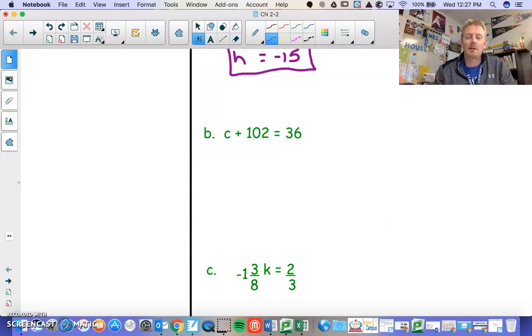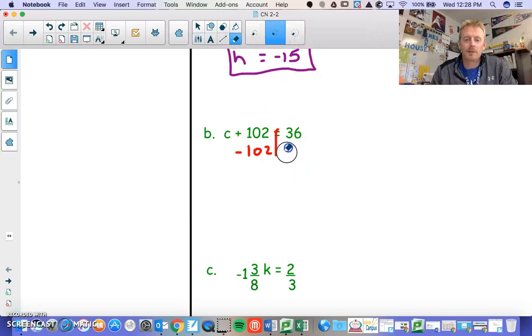All right, here's example letter B. They're all the same thing here in algebra land. We have c plus 102. I'm going to draw that little line again. And to get c by itself, we're going to undo the plus 102 by subtracting 102. And that means we're going to, oopsies, I wrote down the wrong thing.